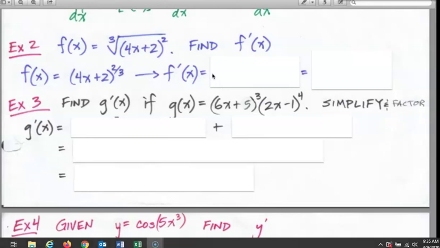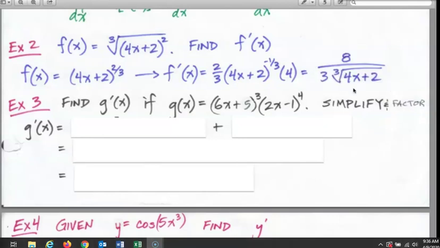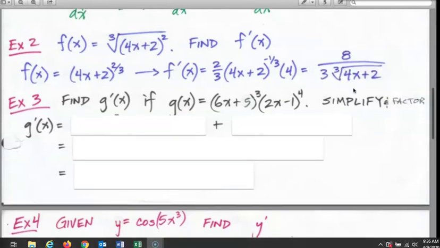So now that you've tried it, what does this look like? Well, when you bring the 2/3 in front, you get that times the original expression, leave that the same inside, and subtract 1 from the exponent, you get negative 1/3, and then you're not done. The most common mistake is to finish right there, to forget to multiply by the inside derivative. What's the inside derivative of this? 4, so you need that, and then you clean it up, and then put it in whatever form you got it. So that's the final answer for example 2.